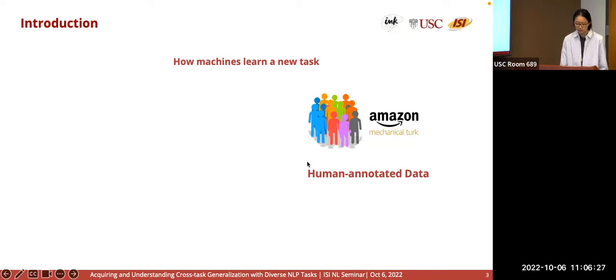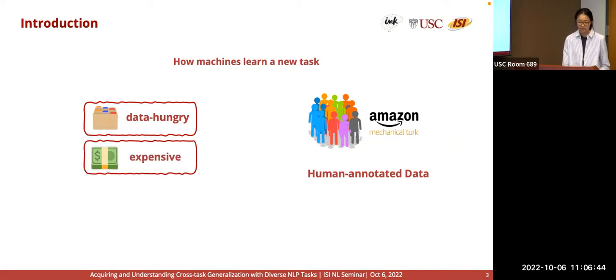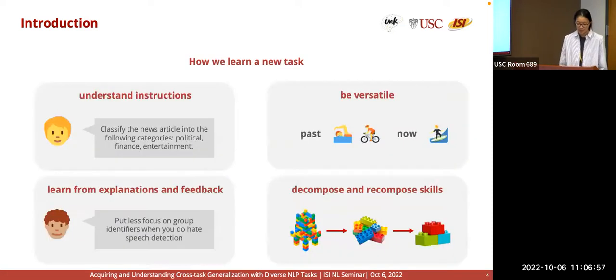So my work has been focusing on how to improve the supervision signals and how to learn more efficiently, like humans. One problem with these human annotated data is that models need a lot of them to actually learn a task. So the models are very data hungry. And as a result, it is very expensive to collect the data and train a model. So this slide is trying to summarize how machines learn a new NLP task.